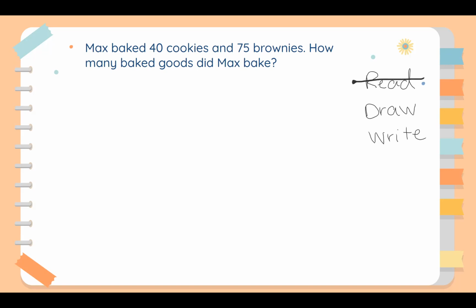So I read my problem. Now I want to identify, what is this problem about? This problem is about baked goods. Are parts put together for a total? Yes, one part is our cookies, another part is the brownies, and we have to figure out how many Max baked all together with the cookies and the brownies.